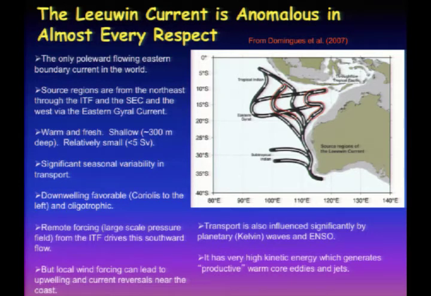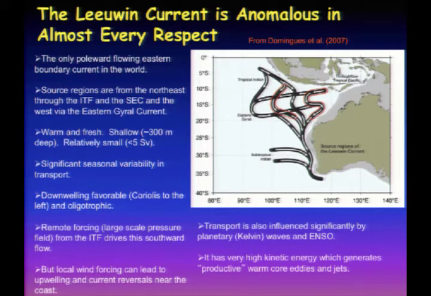Anya talked about the source regions coming from the ITF, the Eastern Gyral Current, the South Equatorial Current, and also sources coming from the tropical Indian Ocean. The Leeuwin Current is small. It's a little current. It's only about 300 meters deep, and it's less than 5 sverdrups. Okay, it has significant seasonal variability. It's stronger in the winter, but it doesn't reverse like the northern Indian Ocean currents do.